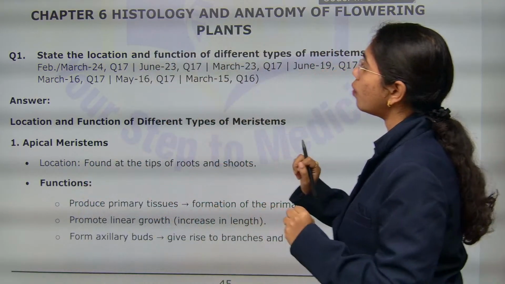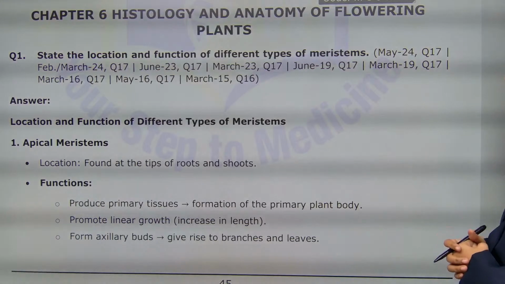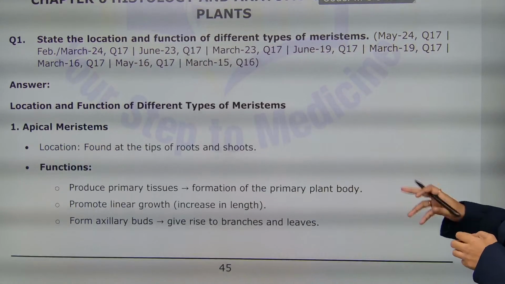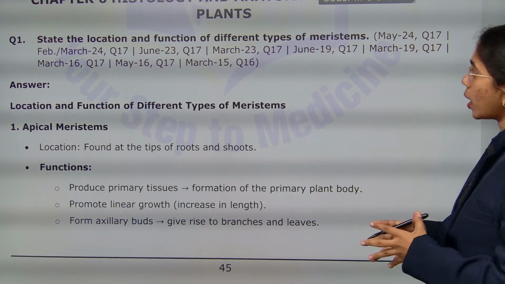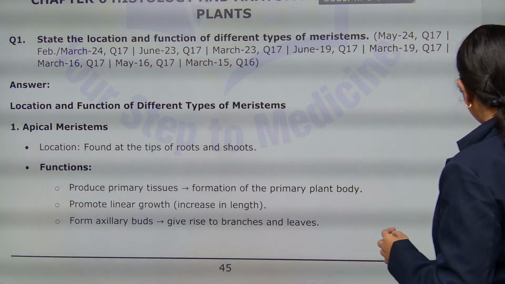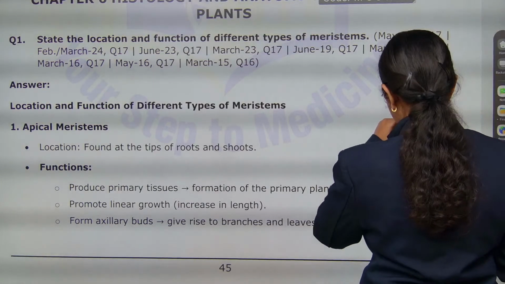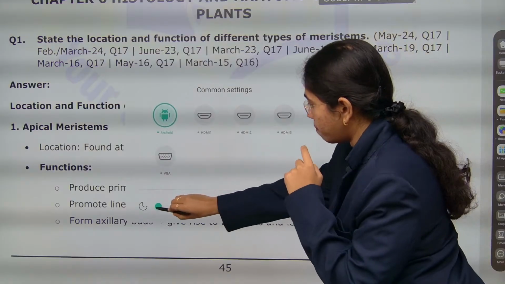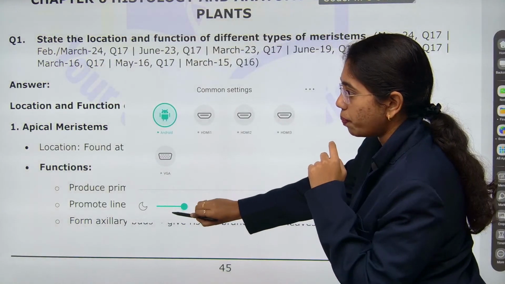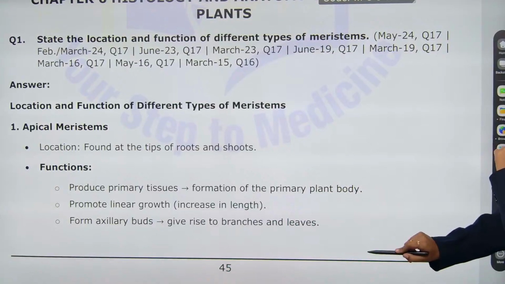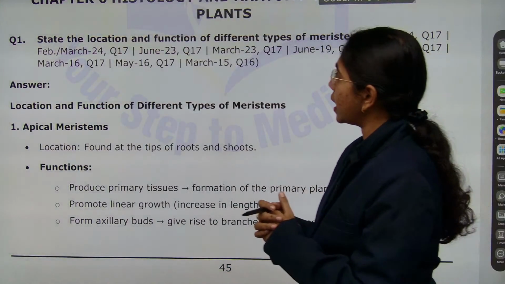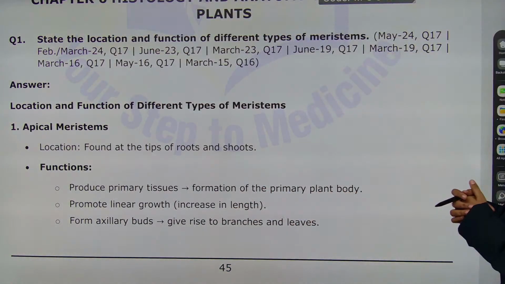Here we go with the first question: state the location and function of different types of meristems. What is the location and function of different types of meristems? I hope now the screen is clear to everyone. Now, state the location and function of different types of meristems.